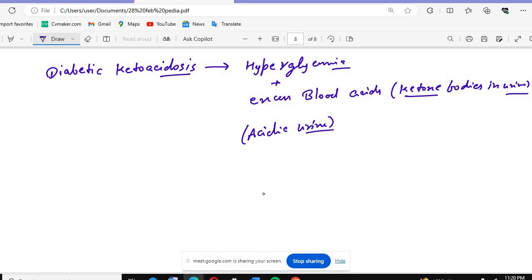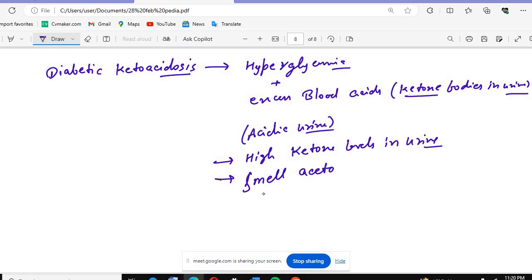Okay. So if you are getting high ketone levels in urine, along with that we are getting the smell of acetone, acetoacetate. These are the ketone bodies. So the smell of acetone will be there, the smell of acetoacetate can be there. In all these conditions, the patient is having a ketoacidosis problem. Ketoacidosis means, because they are acidic in nature, we call it acidosis.